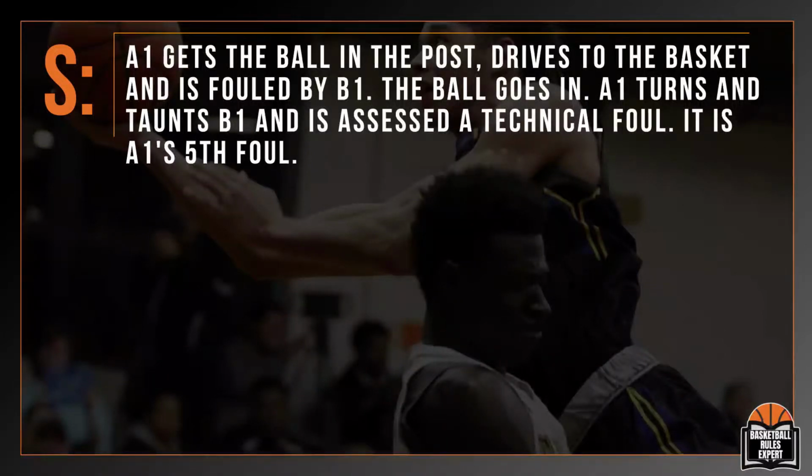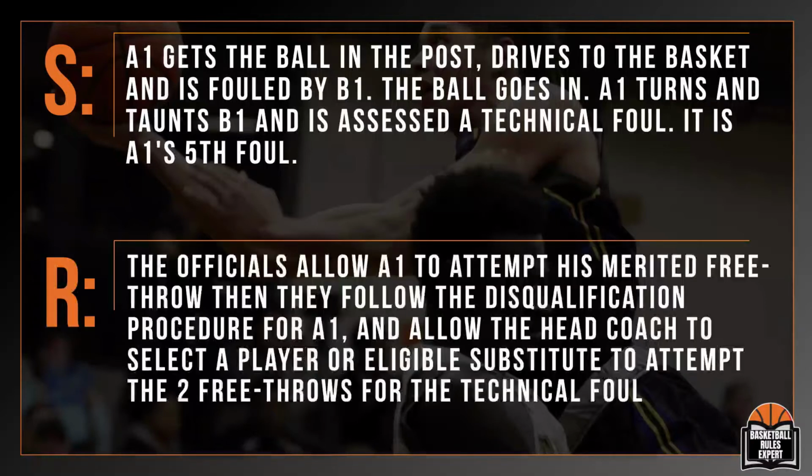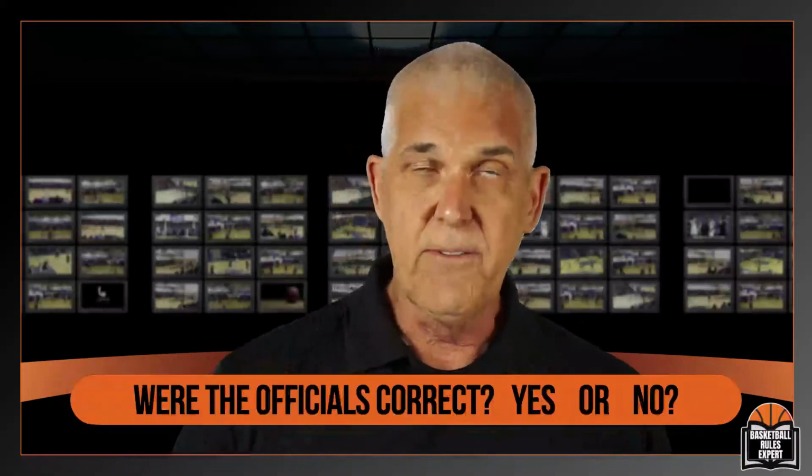A1 gets the ball in the post, drives to the basket, and is fouled by B1. The ball goes in. A1 turns and taunts B1 and is assessed a technical foul. It is A1's fifth foul. The officials allow A1 to attempt his merited free throw. Then they follow the disqualification procedure for A1 and allow the head coach to select a player or eligible substitute to attempt the 2 free throws for the technical foul. Were the officials correct? Yes or no?